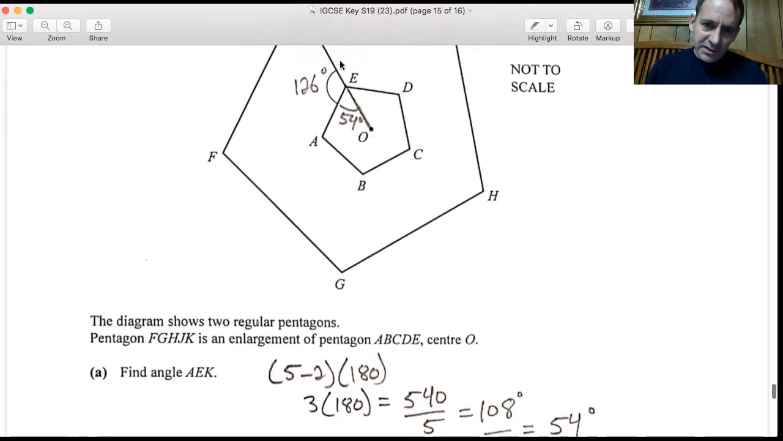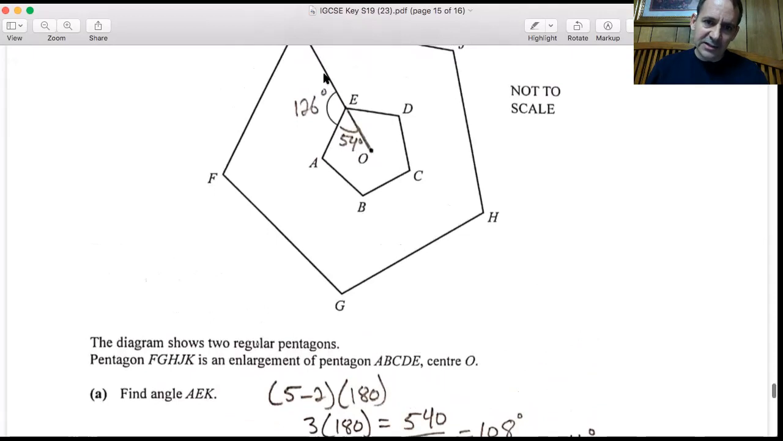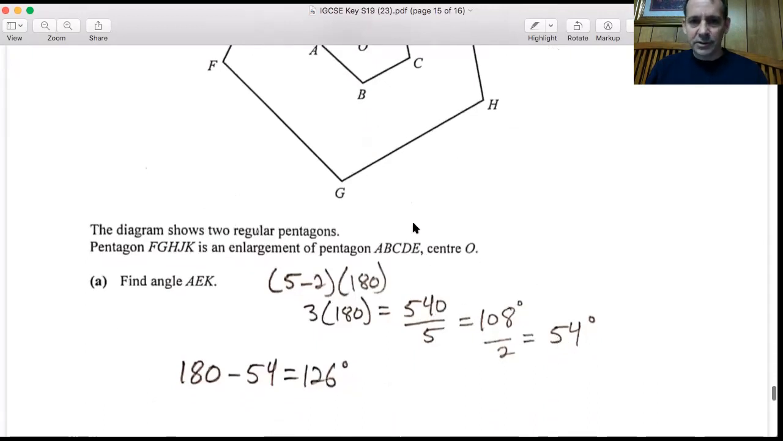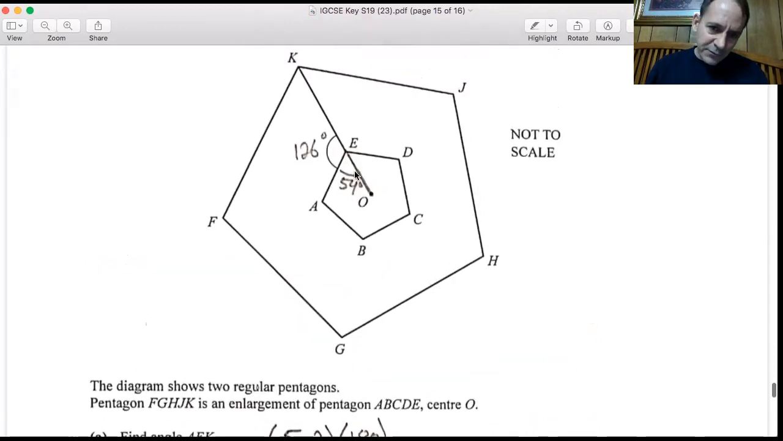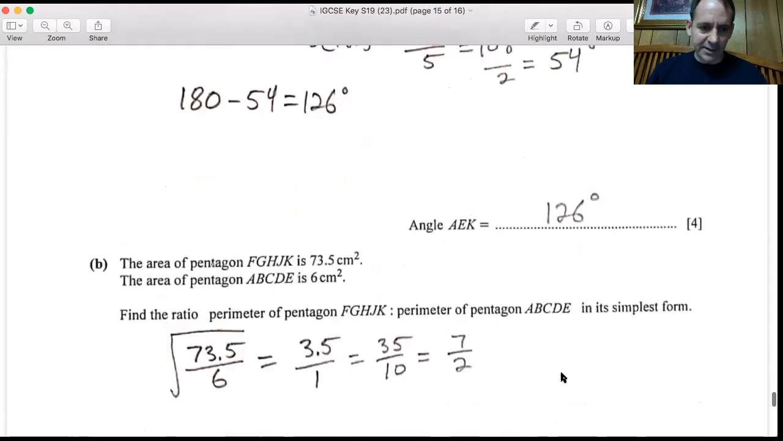Then we see that this line here, if we draw it from the center and connect it to the line that we want here, that cuts the angle in half. So divide it by 2 gives us 54. 54 is this one right here. This makes a straight line, so take 180 minus 54 gives us 126. That is what we want there.